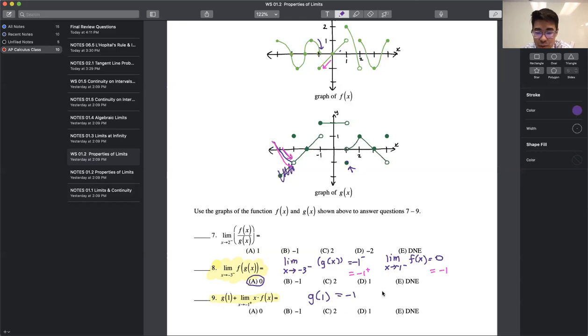And then what do we have? We want to find the limit of x as x approaches -1. Well, that's easy. That's just -1, right? And then we want to find the limit of f of x as x approaches -1. The limit of f of x as x approaches -1, oh, plus, can't forget my plus sign. The limit of f of x as x approaches -1 from the plus side is equal to -1.